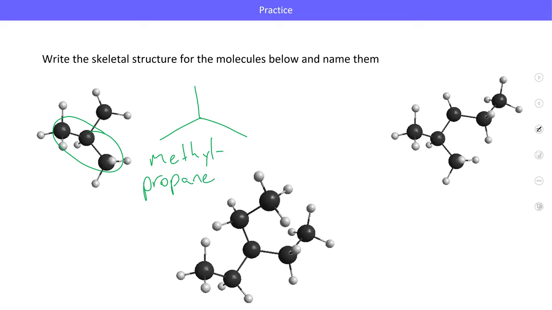Also, most textbooks say that this should be one word, or hyphenated if you have to break it up across lines. And methylpropane is not that bad to look at. But as we start getting longer and longer prefixes and longer compound names, that starts getting harder. So I typically just always put that dash in there between the prefix and the parent name.